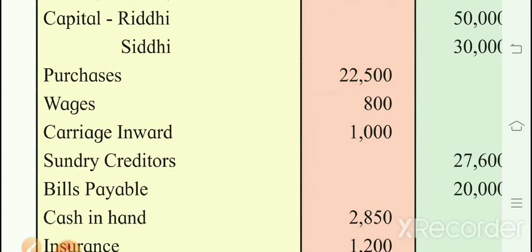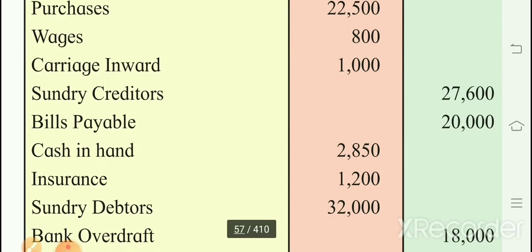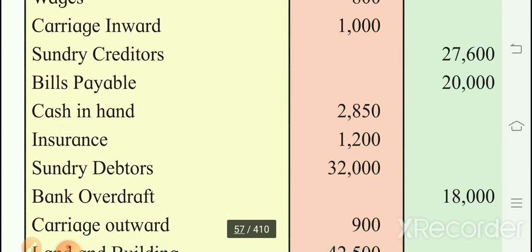Next, wages. Again on the same side, debit side of trading account, this item will be recorded by rupees 800. Carriage inward. Trading account debit side by rupees 1000, this item will be recorded. Next is sundry creditors by rupees 27,600. This item will be recorded on the liability side. Next is bills payable by rupees 20,000. We will have to record it on the liability side.